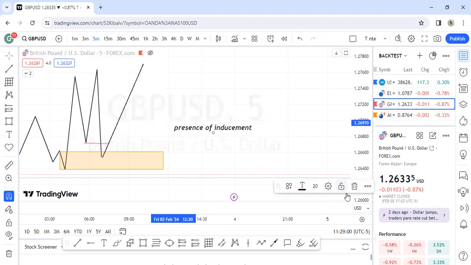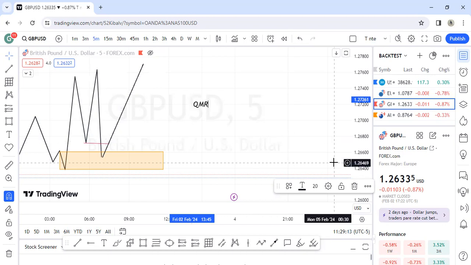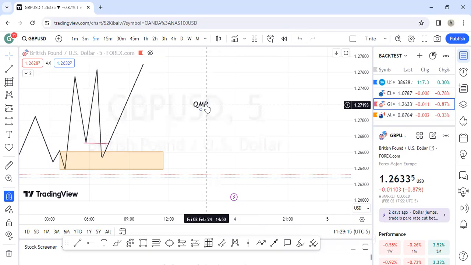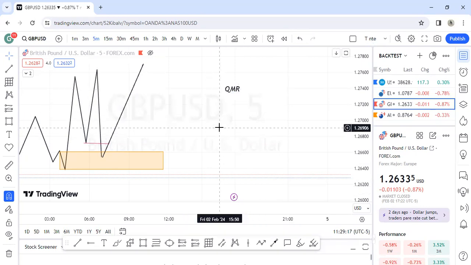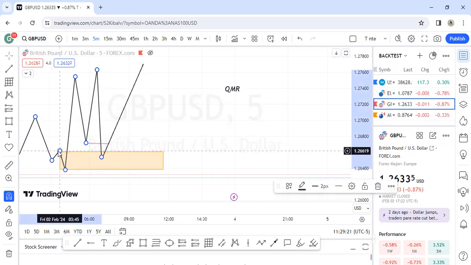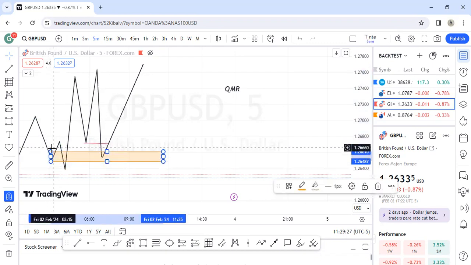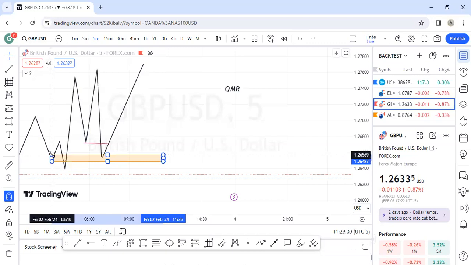Now I want to give you the alternative. This A plus setup has an alternative fashion, which we call the QMR level. QMR is another way to take this trade, and it's slightly different. In a QMR pattern of trading this, you are not looking at the order block. You're looking at this level. This is the level where you're looking to enter your trade.